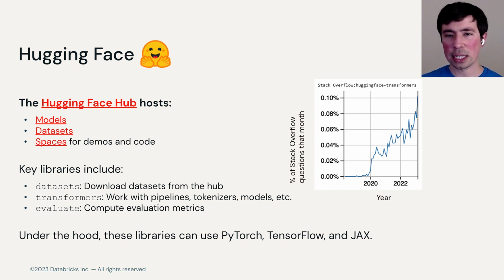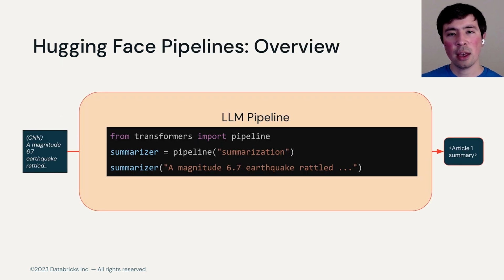I'd argue that the reason is Hugging Face offers very simple APIs, but under the hood, they have a ton of power because they're using deep learning libraries like PyTorch, TensorFlow, and JAX. Let's take a look at Transformers first. What does a pipeline look like? Here we're back to our summarization problem.